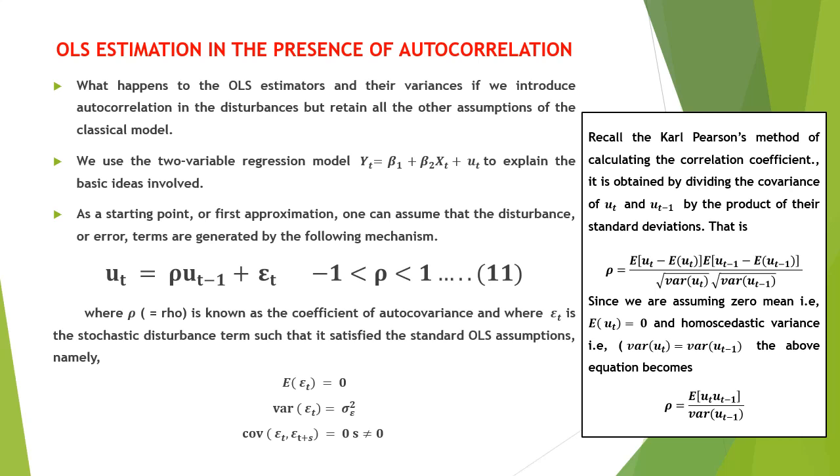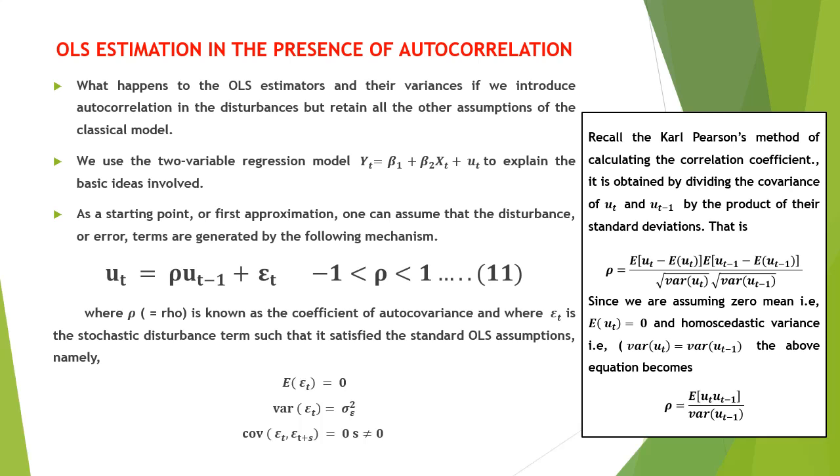You can recall the method of calculating the coefficient of correlation. The equation for it is given in the textbook. It is obtained by dividing the covariance of ut and ut minus 1 by the product of their standard deviations. The equation is rho is equal to expectation of (ut minus expectation ut) into (ut minus 1 minus expectation ut minus 1) divided by the square root of the variance of ut into the square root of the variance of ut minus 1.